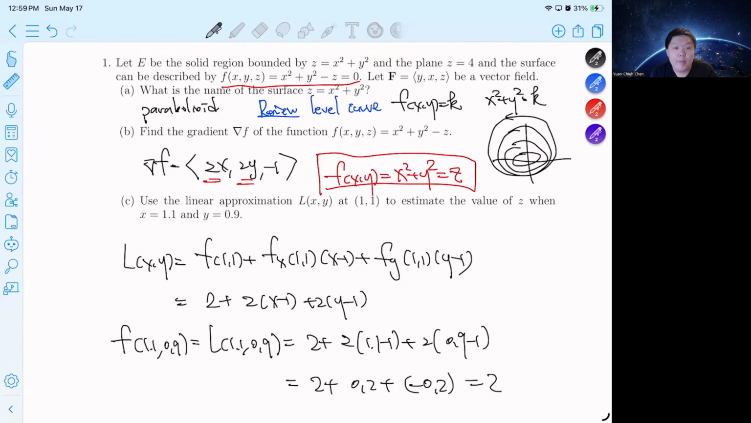Again, you don't have to memorize what function is what. You don't have to memorize whether this is a hyperboloid of one sheet or two sheets, it doesn't matter right now, but you have to know how to find the level curve.